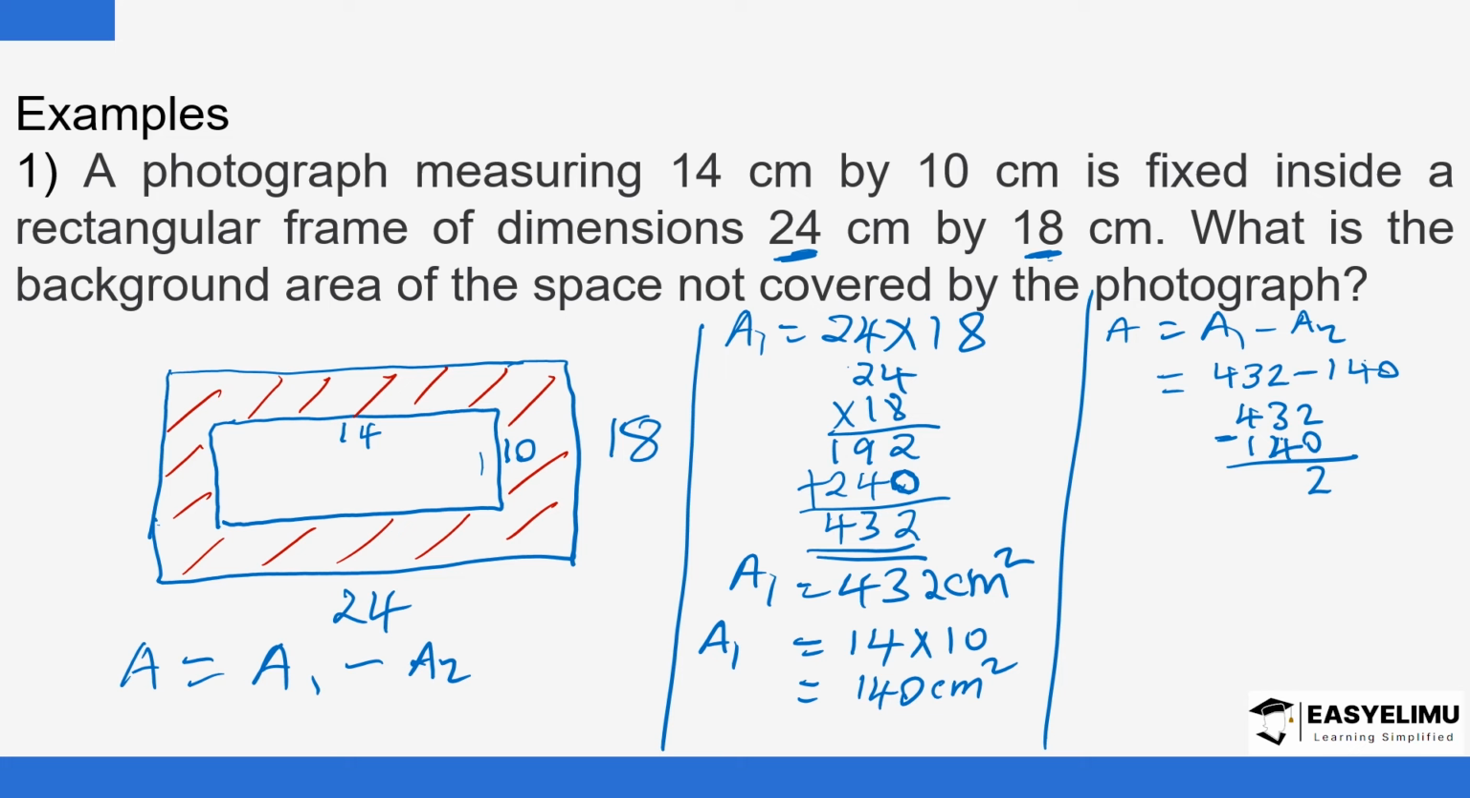3 minus 4 is really not possible. So what you do, you borrow 1 from 4, you put it here, it becomes 13. 13 minus 4 is 9. So this is 9. Here we already borrowed 1. We have 3 remaining here. 3 minus 1 is 2. So this becomes the difference. So it means our area here is 292 square centimeters. So that is the area that you are looking for, the area of the frame that is not covered by the photograph. We are trying to find the background area of the space not covered by the photograph. And that is how you go about it.